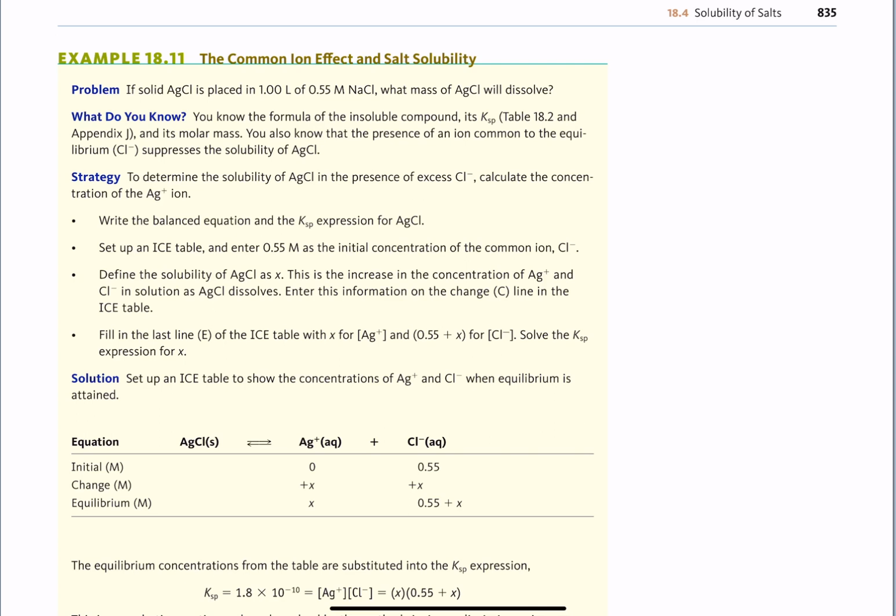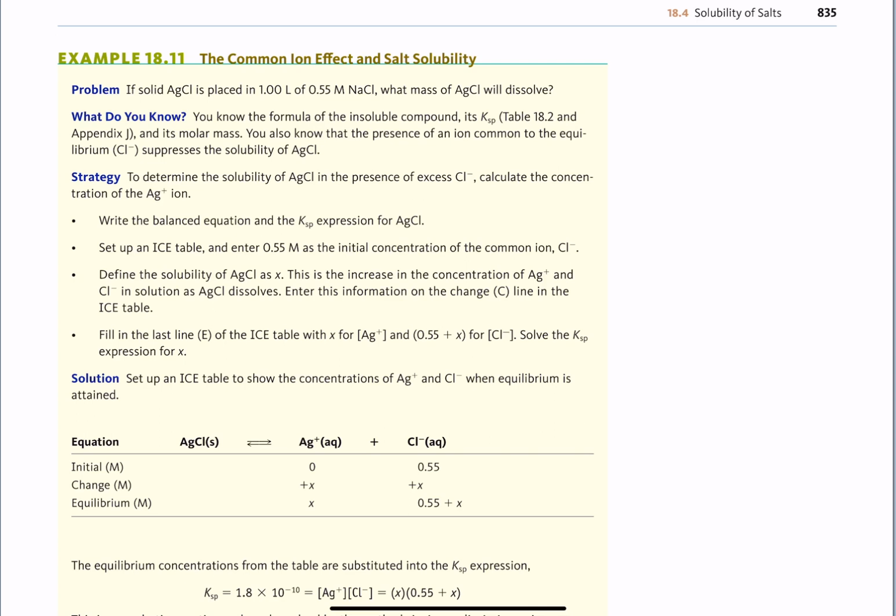Then we set up our ice chart in order to figure out the data that eventually we're going to plug into the equilibrium expression. And then step 4 is where we pull out the calculator and do the math. Now, you'll notice that in the ice chart, the initial molarity of silver ions is considered to be 0. One way to look at this is to imagine that we've put the silver chloride into the water, or we are about to, and there's no silver in the beaker at all.